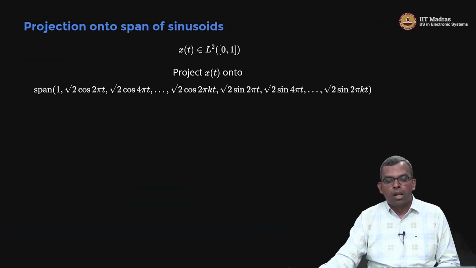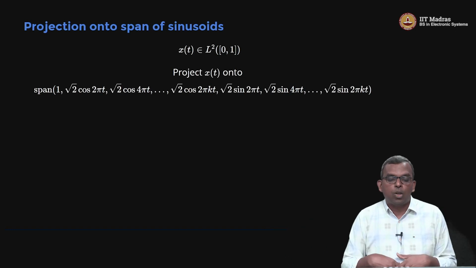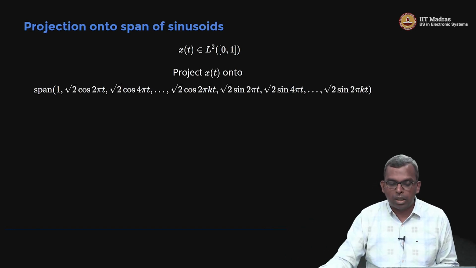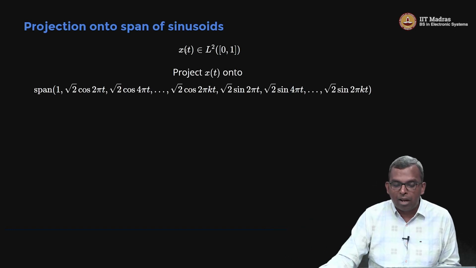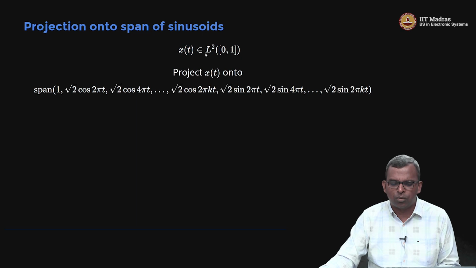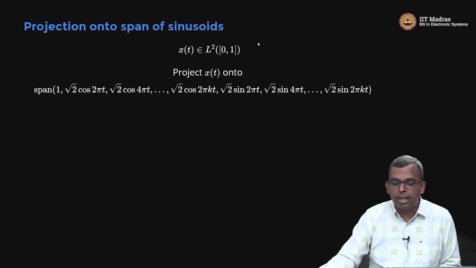Now let's look at projecting onto the span of sinusoids. What do I mean by that? I have my x of t, some function or signal x of t. Let's say it's in L2[0,1], I'll pick that just for convenience. So x of t is in L2[0,1], and I'm going to project this x of t onto the set of sinusoids. Now I'll stop at k here.